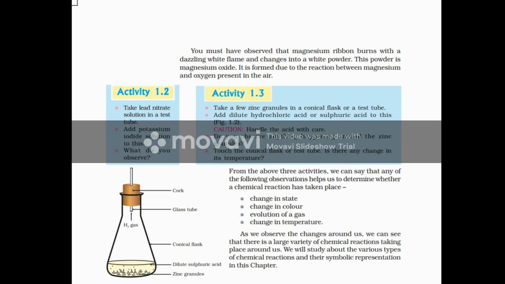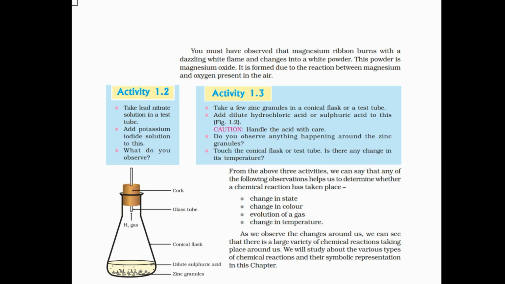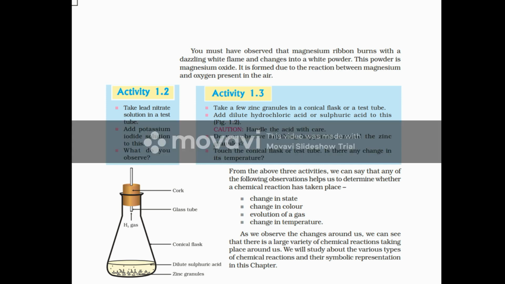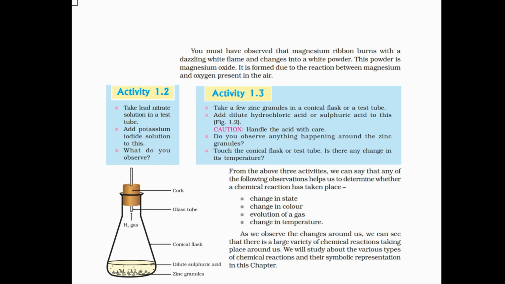Before the reaction, the two solutions are colorless, or the potassium iodide is slightly orange in color. After the reaction, two solids will form, the yellow solid and the white solid. So you can observe the change in state and even the change in color. This is due to the chemical reaction which has taken place between the lead nitrate and the potassium iodide solution.